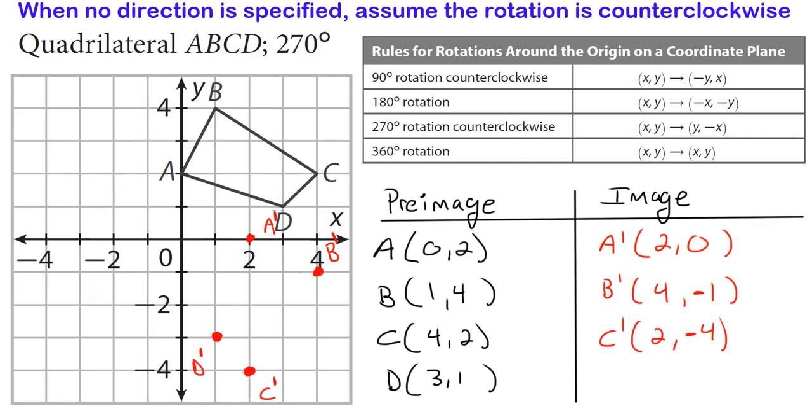So once again, we see that D was at (3, 1), and D prime ends up at (1, -3). And so now all that's left is to connect the points together. So A to B, B to C, C to D, and D back to A. So this is our rotation of quadrilateral ABCD 270 degrees counterclockwise, which again is the same thing as 90 degrees clockwise.